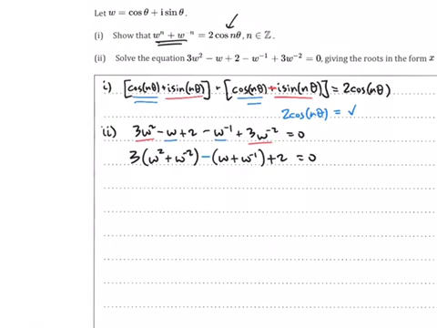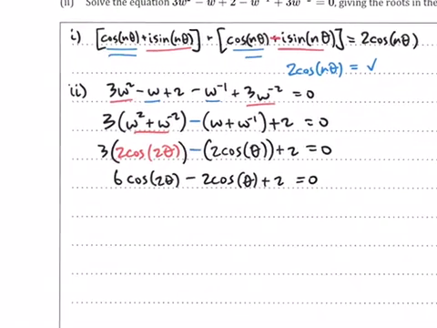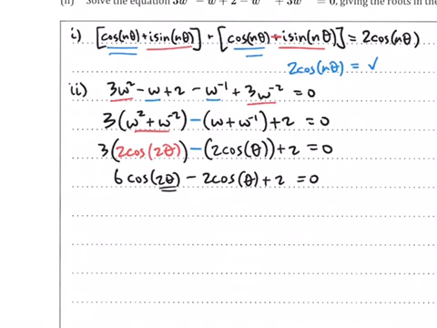So from part A, I know that wⁿ + w⁻ⁿ is 2 cosine nθ. So if I have w to the second, this will be 3 times 2 cosine 2θ, minus 2 cosine 1θ, plus 2 equals 0. Now, this comes out to be 6 cosine 2θ − 2 cosine θ + 2. A little added bonus here, some trig work. I can't factor this yet until this is just θ and not 2θ, so I've got to do a little work with that.